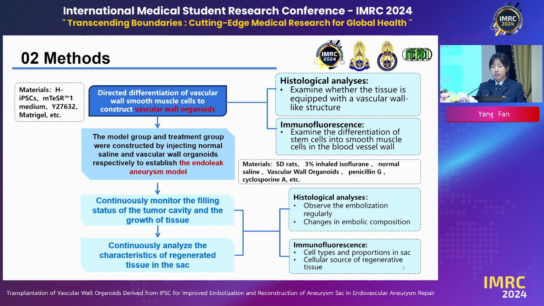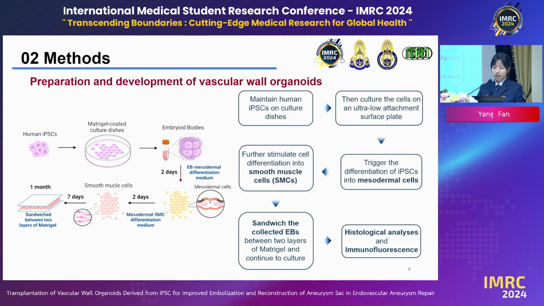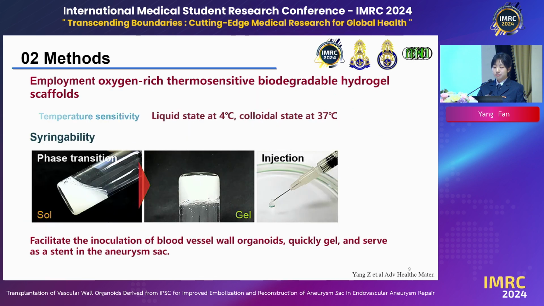The following is our experimental technical route, which mainly involved creating VWO from induced iPSCs and Matrigel and confirming them via histological analysis and immunofluorescence. We cultured embryoid bodies formed from human iPSCs and Matrigel to form the vascular wall organoids, examined by histological analysis and immunofluorescence. These are the steps of our cultivation.